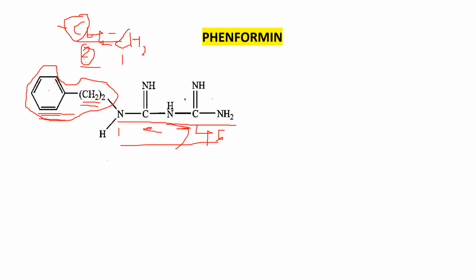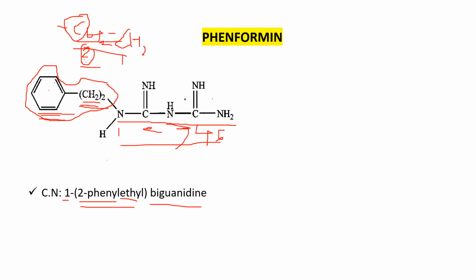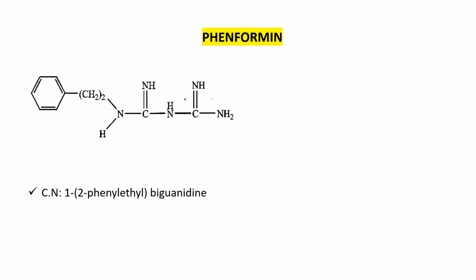At the last, the name of the basic structure, that is biguanidine. So this is your chemical name. The substituent group is present at first position, therefore I have written 1 to denote the number. At second position, I have again given the numbering in this way, 1 and 2. Phenyl group is present at second position, therefore I have written 2-phenyl. This is the structure of your ethyl, therefore ethyl. So the substituent group's name is 2-phenyl ethyl. I have closed the bracket and at the end the name of the basic structure, that is your biguanidine. This is the structure and chemical name of phenformin.